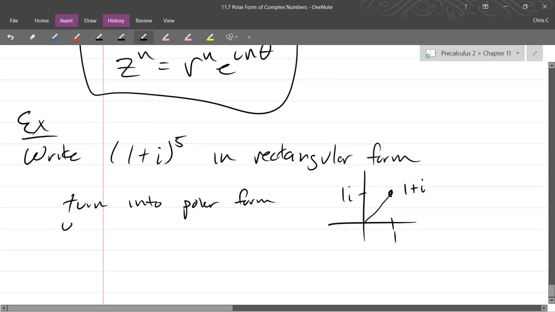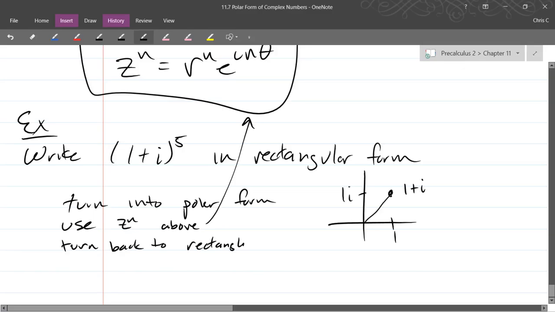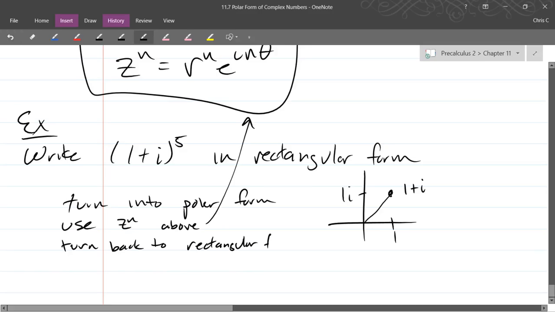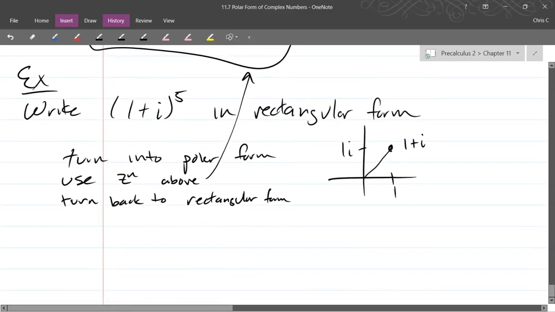Turn to polar form, use z to the n above, right there, and then turn back into rectangular form. So do that right now. It's good practice converting and taking powers and then converting back. Actually, let's go to the sixth power. It'll be a little nicer.